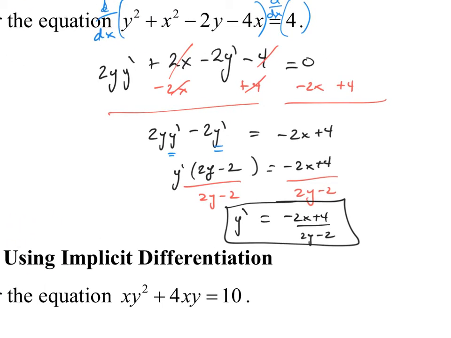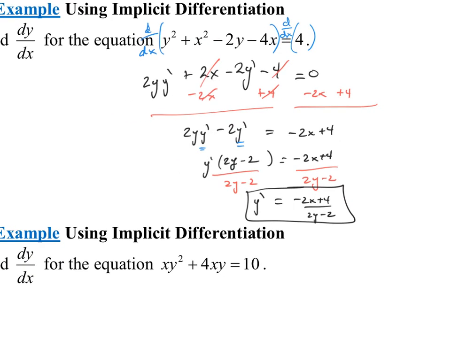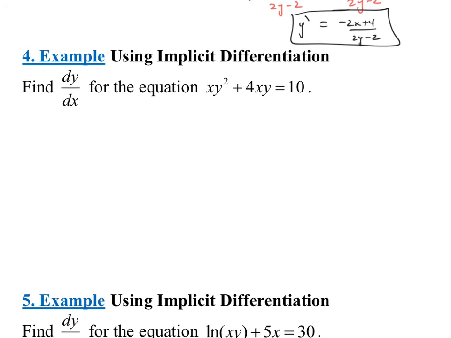Notice again we have both x's and y's in our answers. Technically, we could do a little more simplification here. I see that we could factor out a negative 2 on top and a 2 on bottom, and those would simplify. But I'm not looking for that. I truly don't care at this point in time. I just want you to solve for y prime. It's hard enough as is. Let's continue on to the next example.